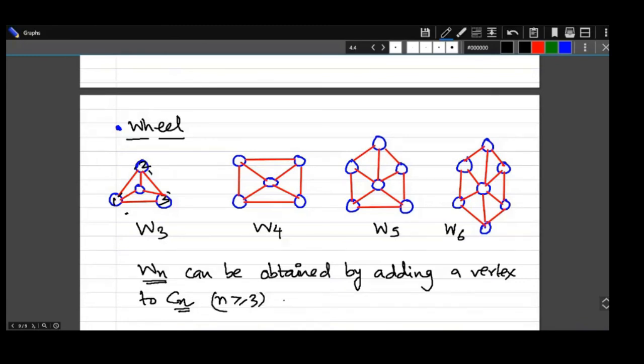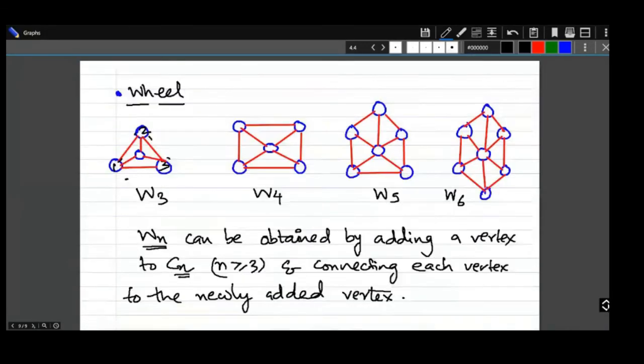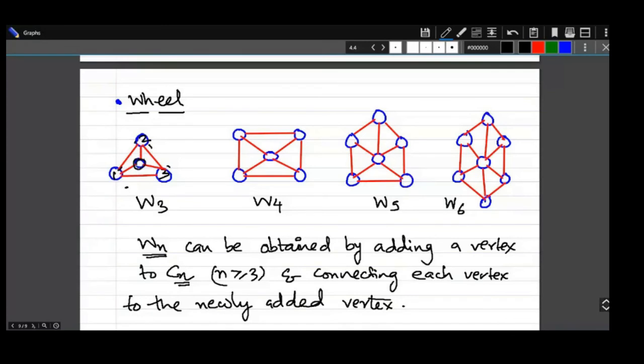Okay, and connecting each vertex to the newly added vertex, and that is what is your wheel, right? So this is W3. So we have added this, and we have connected this. We have added this node, this vertex, and then we have added these edges.